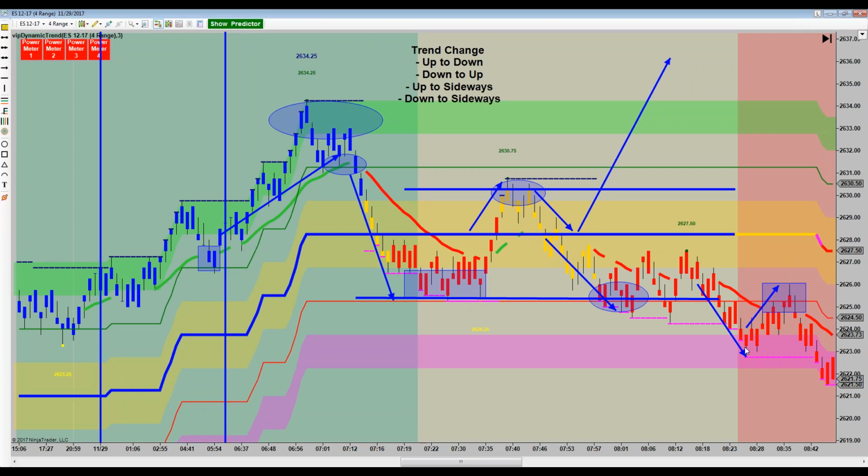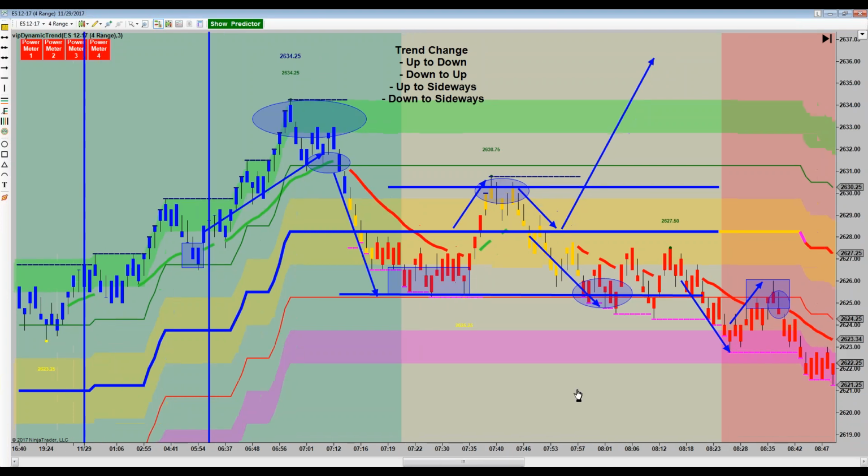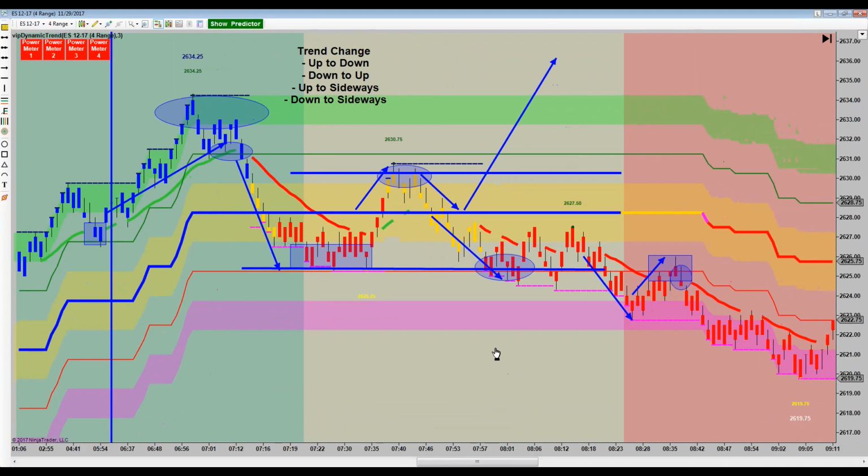We've broken support, right? Background turns red. Stair step down. Red bars. Red stealth. We pull back through line 2. We break the stealth line and we roll. This is a short entry right here. Yes. This is a legitimate short on ES right here. Yep. And then she starts to break down and turned out to be a pretty decent trade.